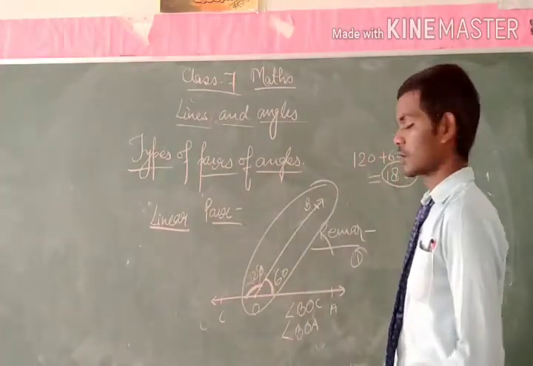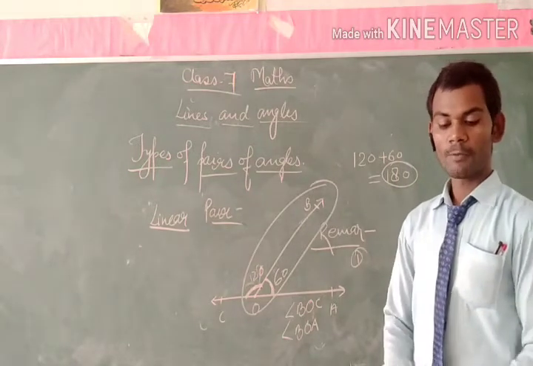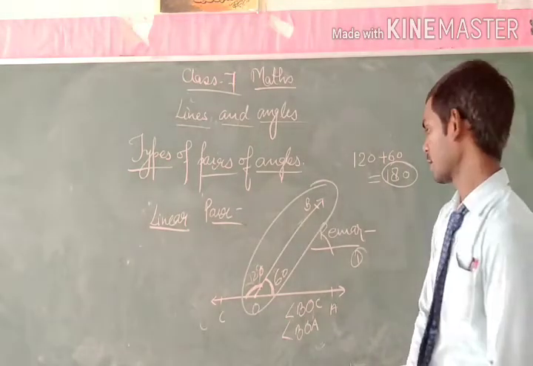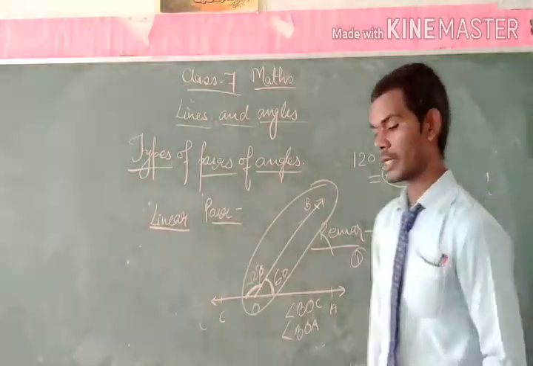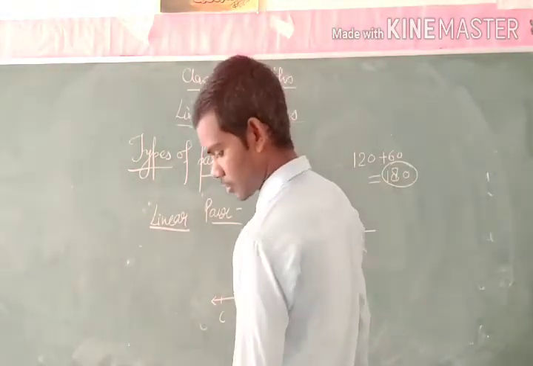Now let us see the next, that is the vertically opposite angle. What is the vertically opposite angle? So now let us see.